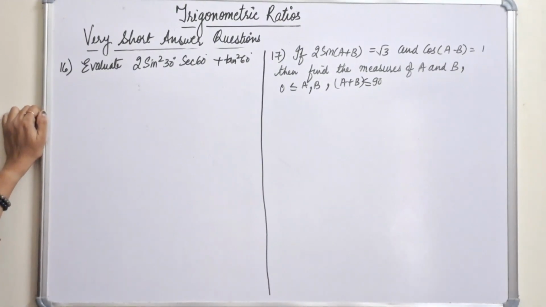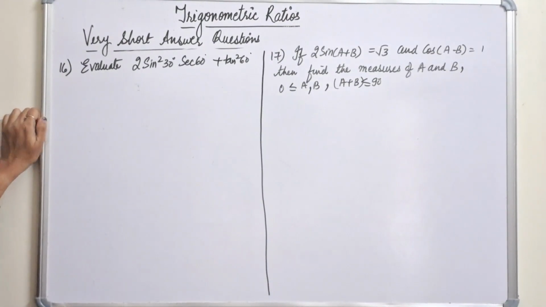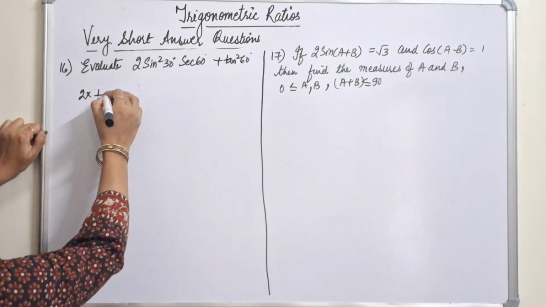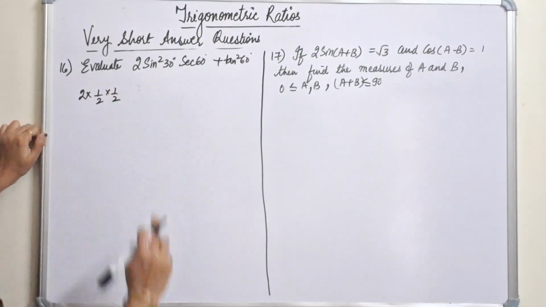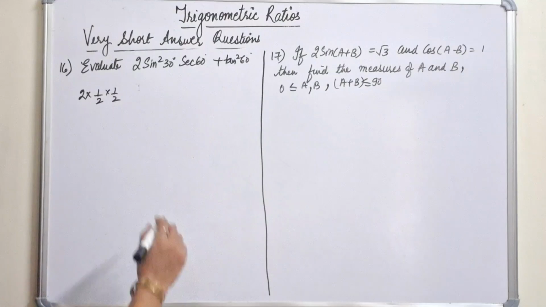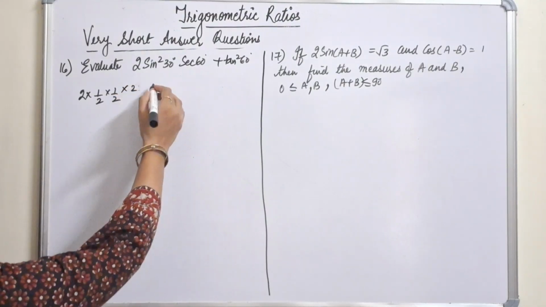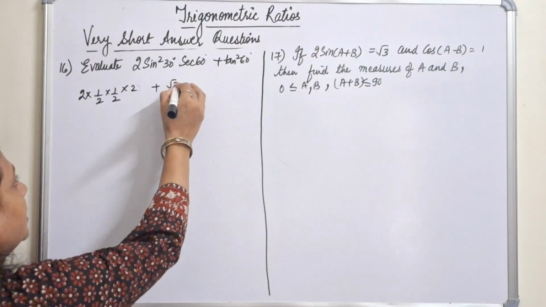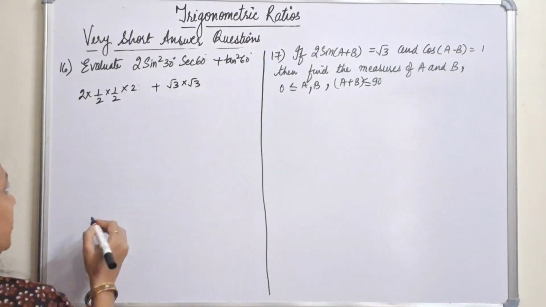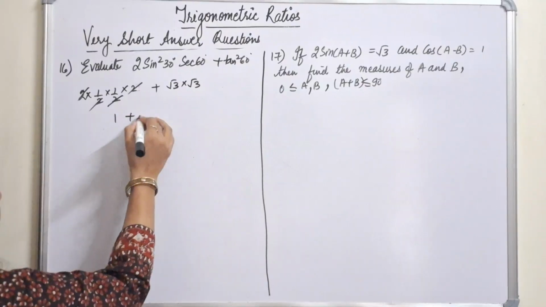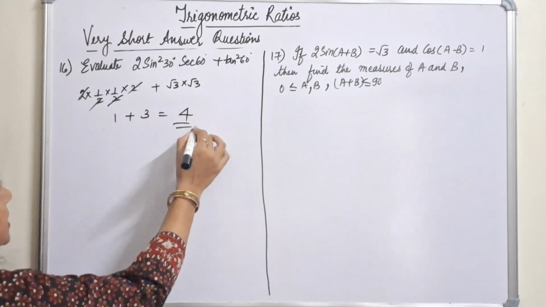See question number 16. You have to only substitute the value. Sin 30 is 1/2. So 2 into 1/2 into 1/2 because it is sin square 30. And sec of 60 is a reciprocal of cos 60. So the value of cos 60 is again 2 plus tan 60 value is √3 and square will be √3 into √3. This is cancelled, this is cancelled. So this is 1 and this is 3. Answer is 4.